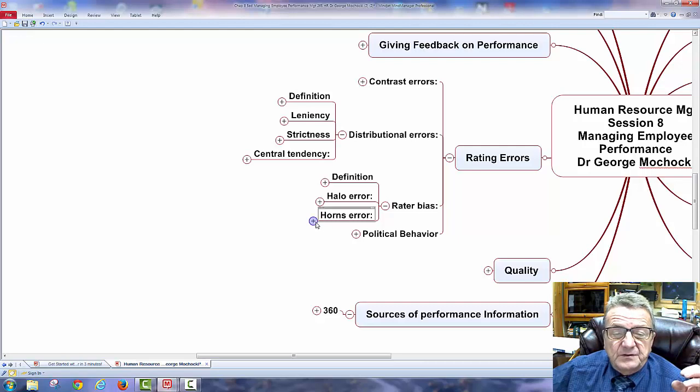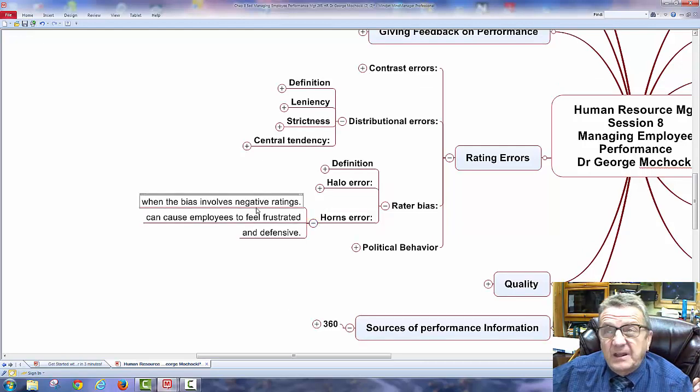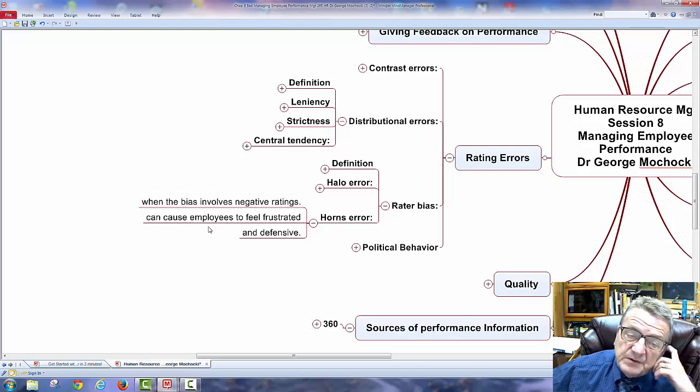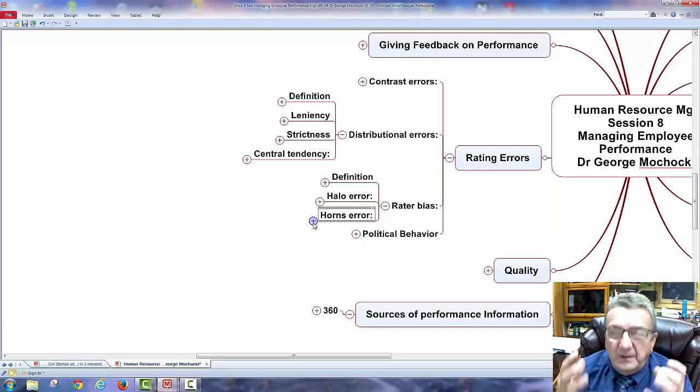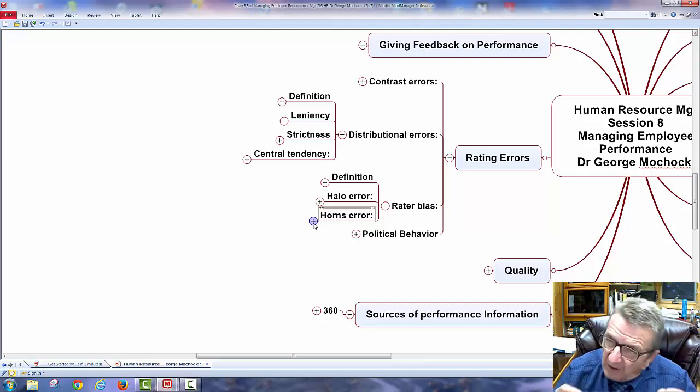Okay, horns error: when bias involves negative ratings, it can cause employees to feel frustrated and defensive. Sometimes you're biased and give them a negative rating, and it's just subjective, and they're actually doing the work, and that's driving them. They don't understand. Wait, I'm doing everything they want. I've done this. I got the number, and then you're saying, no, I'm not good. I haven't achieved the goal, but I maxed the goals, achieved the goal. You've got to be careful on that.